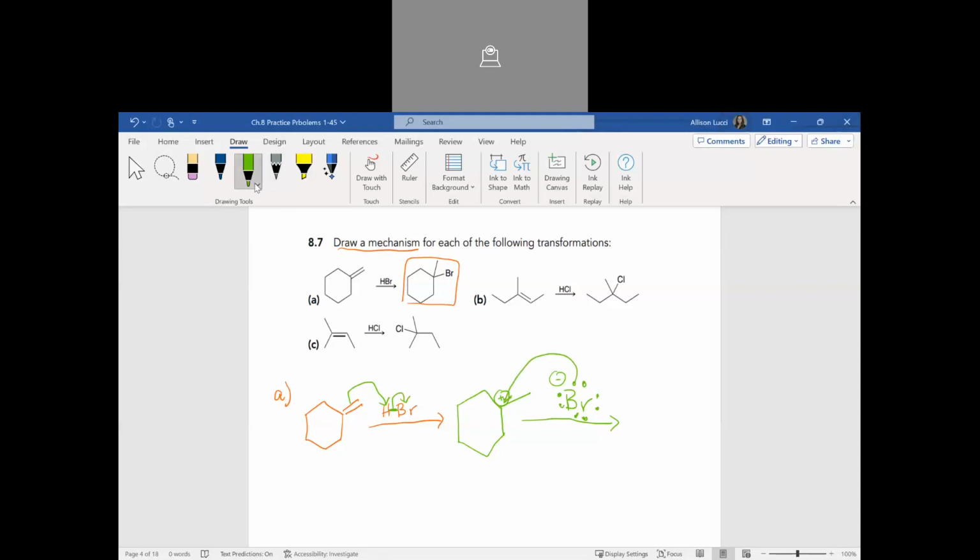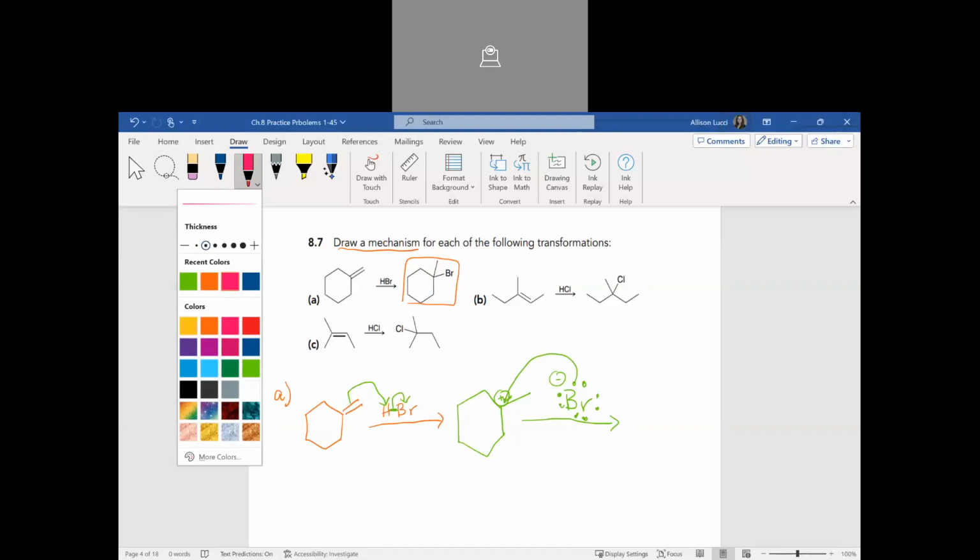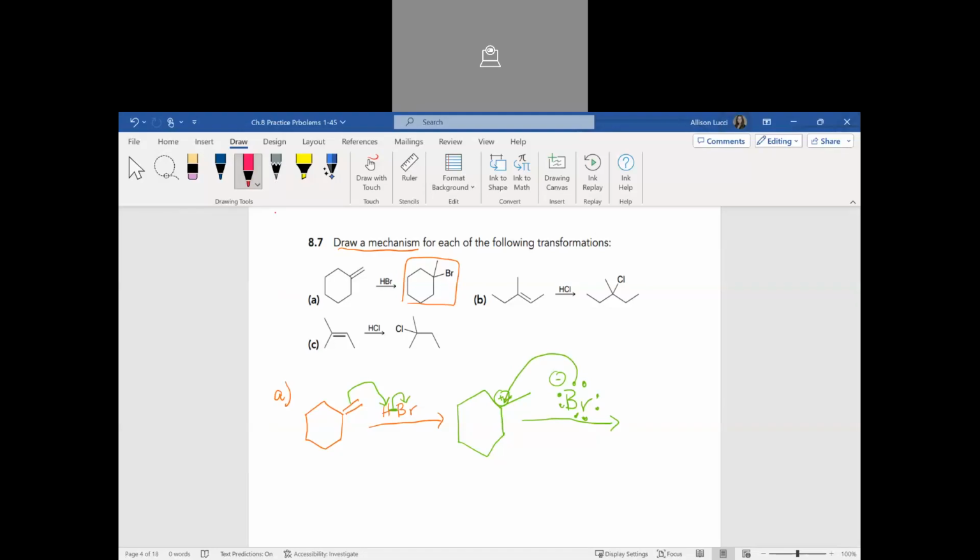So our final product of this mechanism is what we see above. We already have that methyl group coming out, and now we have a bromine that has added at the same site. The next two problems are very similar as far as the mechanisms go. We're going to see a proton transfer followed by a nucleophilic attack.